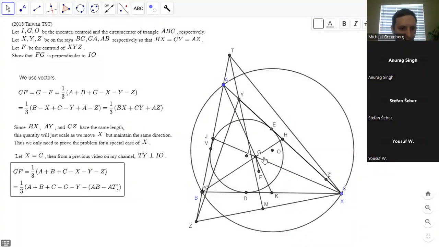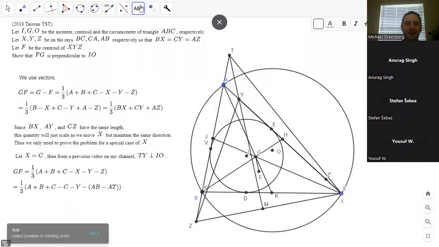So the C's cancel. And then AB is like B minus A. And then vector BT is vector BC. So once you calculate it, you should just get, like, this should simplify to a third of T minus Y. I'm just going to write that and be lazy.